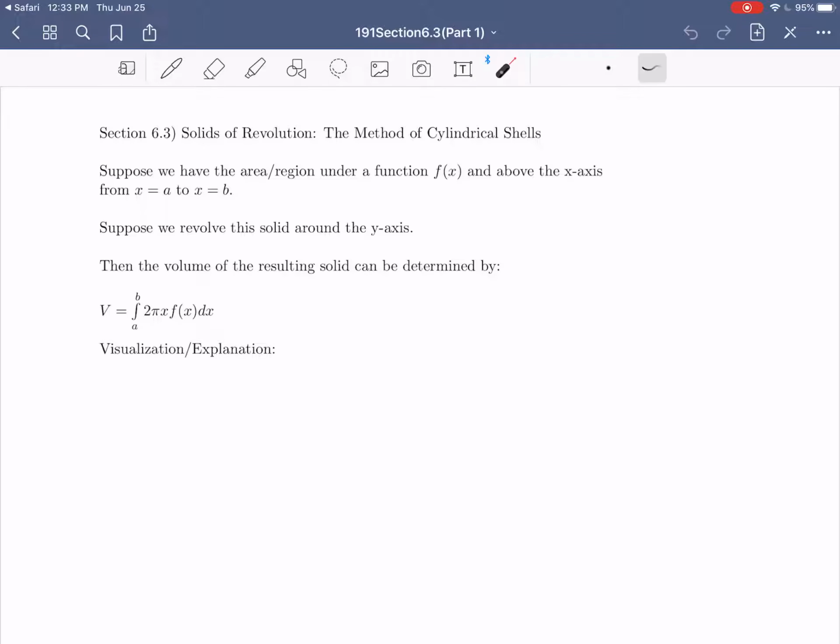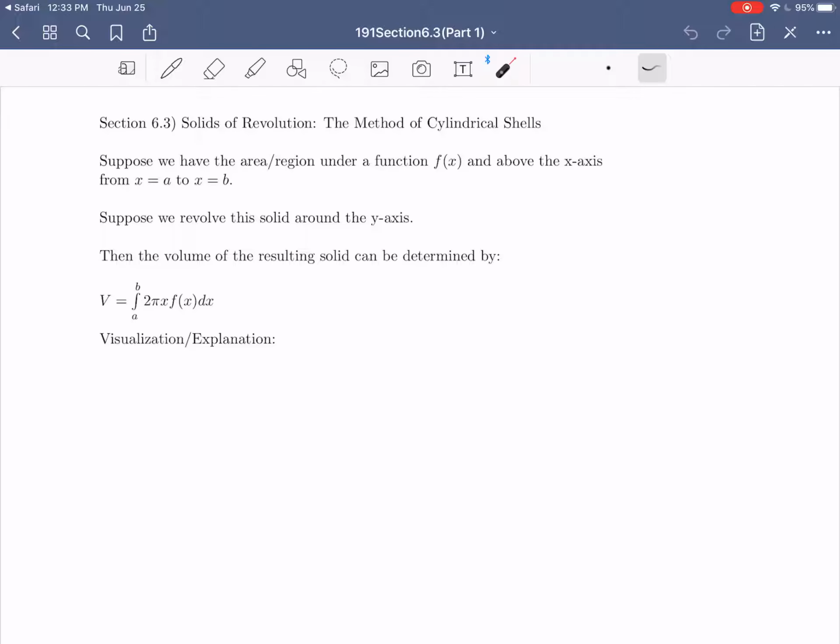So this method of cylindrical shells allows us to reverse that. In other words, if we have a vertical axis, the method of cylindrical shells is going to allow us to work in dx, whereas if we have a horizontal axis, the method of cylindrical shells is going to allow us to work in dy. So to see this, we're going to start with a little bit of visualization and explanation.